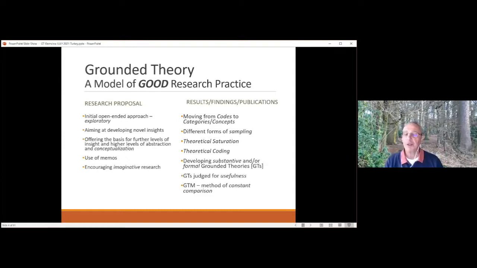And then it does a series of other things. It develops theoretical coding. It has this idea of substantive and formal grounded theories, which I'll talk about in a minute. And grounded theories are to be judged in many cases for their usefulness. In fact, Glaser and Strauss, who originated the term in their research in the 60s, actually said a lot of grounded theories become useful far more quickly than being proved by lots of people managing to replicate and validate and look at them.